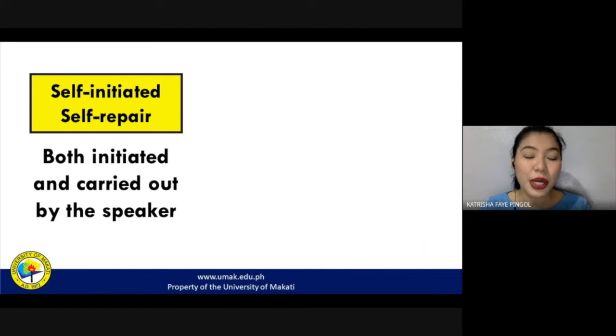So the error was committed by the speaker, and the speaker realized that there was an error that was committed. So the speaker already did the correction himself. So after the error has been uttered, the speaker realized that there's something wrong with what I have just said. So immediately the speaker will correct whatever it is he or she is saying.